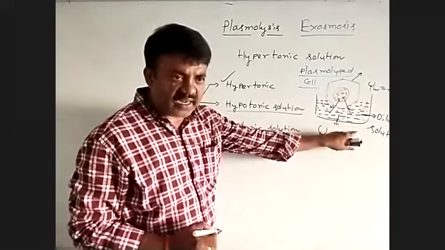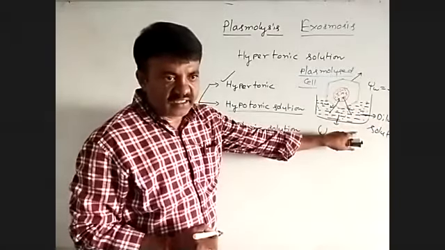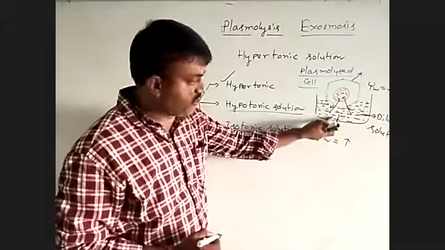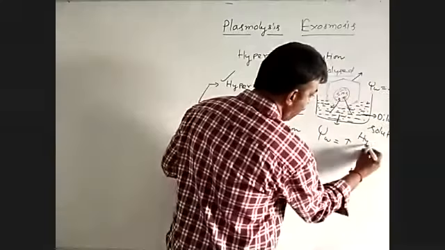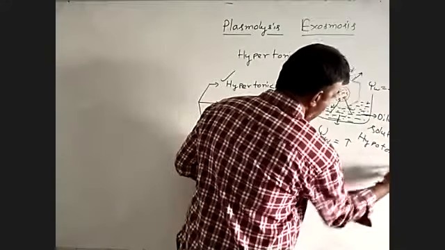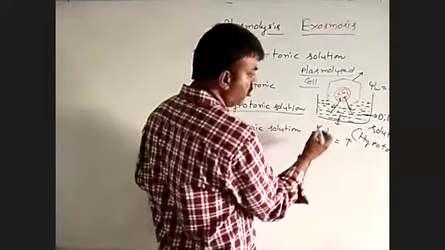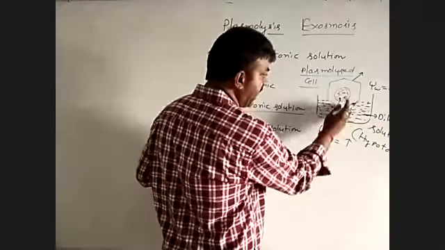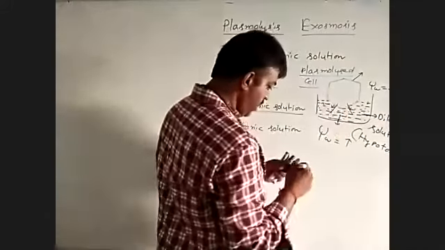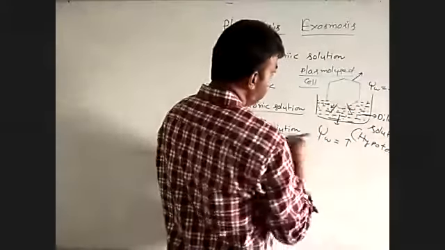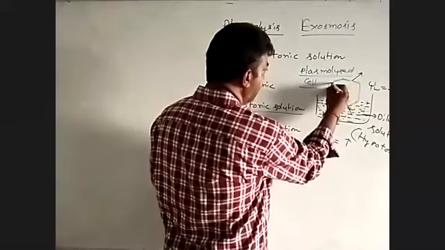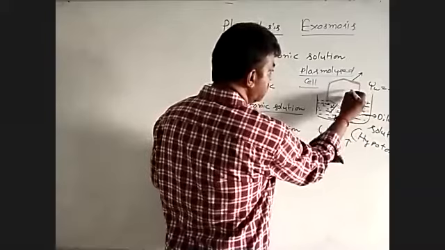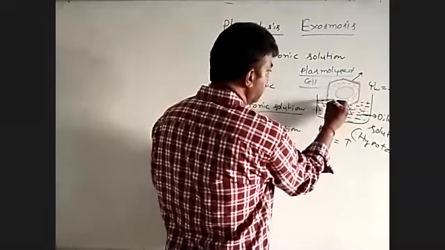Hypo, low concentrated, hyper, high concentrated. Okay, that is the difference. Now cell is placed in hypotonic solution. So this is the hypotonic solution. Yes. Now the net movement of water takes place from surrounding to cell. As a result of this, an enormous increase in the protoplasm, right? So again, this is the plasma membrane. Okay, so this is the large vacuole, this is the cytoplasm.